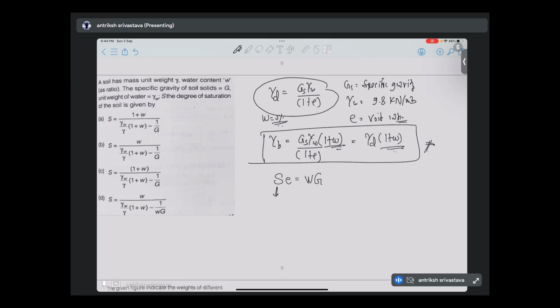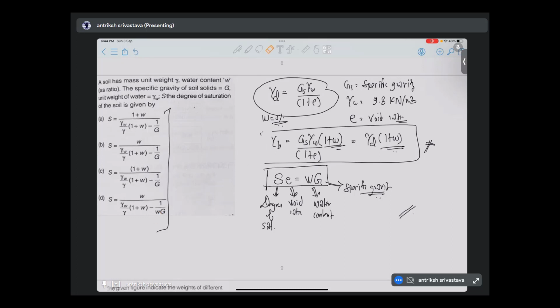So S is degree of saturation, E is void ratio, W is water content, and G is specific gravity. So if you remember these three formulas, you can solve any of the unit weight questions. Now we will try to get this from this and this. Let's do that.